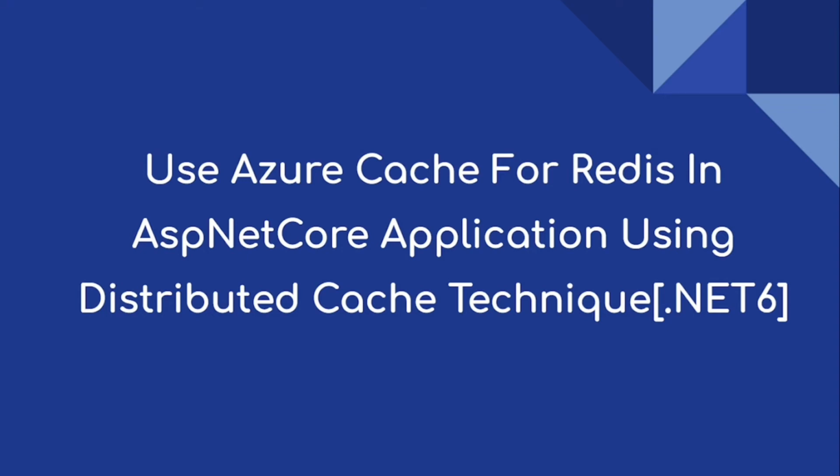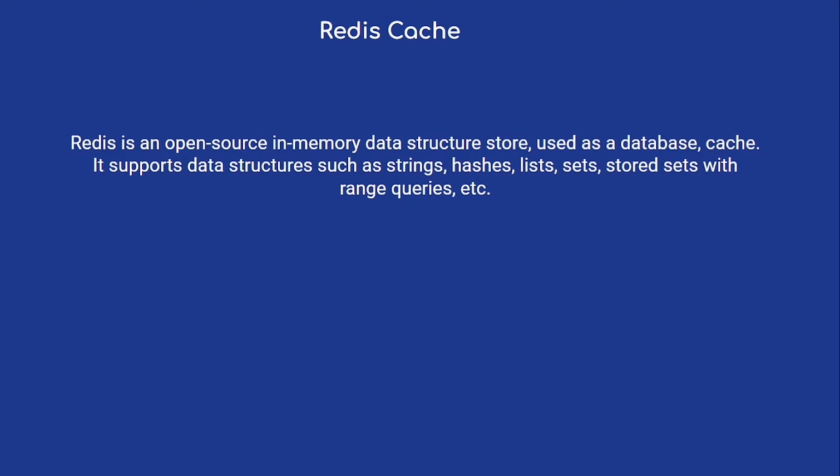Hi everyone. Today's video is on using Azure Cache for Redis in an ASP.NET Core application using the distributed cache technique, in .NET 6.